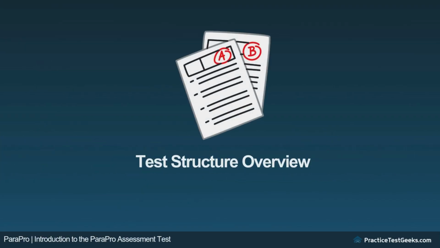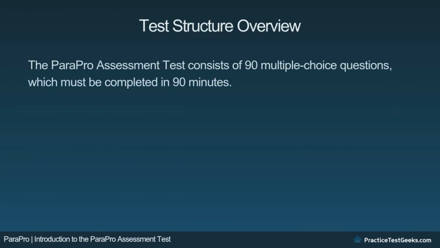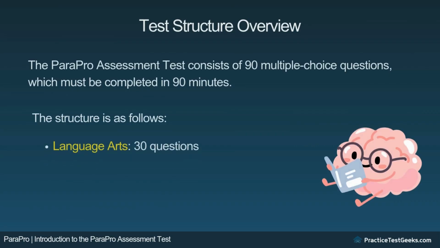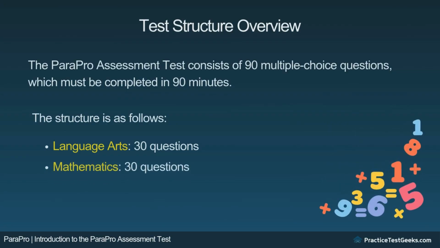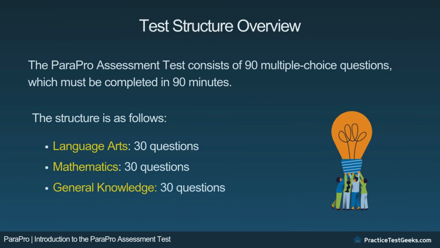Test Structure Overview. The ParaPro Assessment Test consists of 90 multiple-choice questions, which must be completed in 90 minutes. Each section focuses on specific content areas, with questions designed to assess your ability to perform tasks commonly required in a paraprofessional role. The structure is as follows: language arts, reading and writing, with 30 questions; mathematics, with 30 questions; general knowledge, with 30 questions.